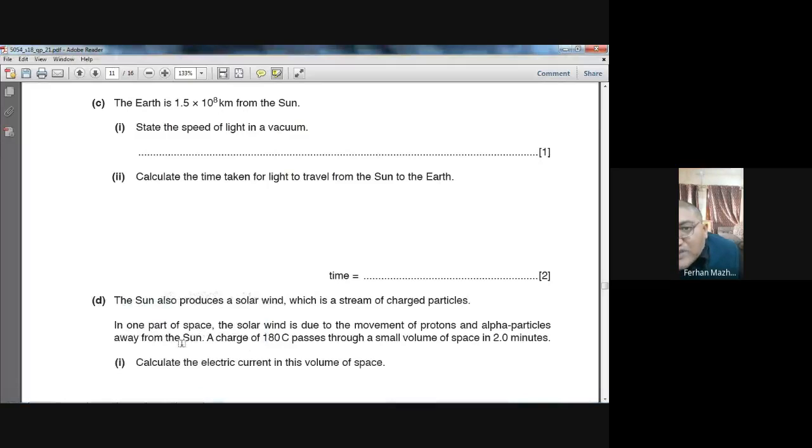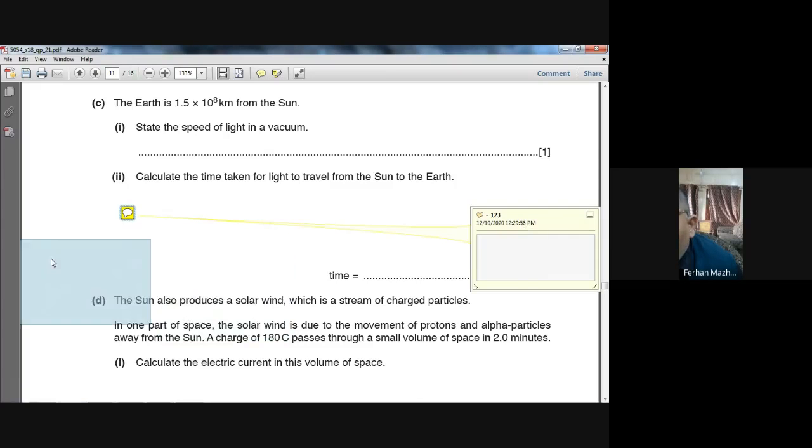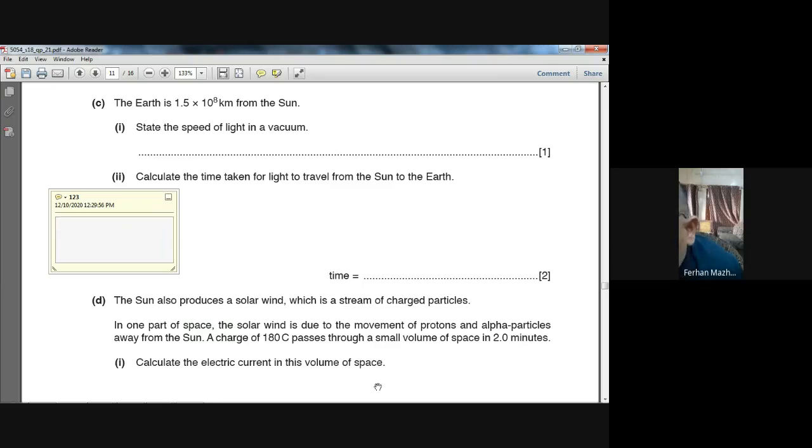Okay, the next one is: calculate the time taken for light to travel from the Sun to the Earth. From the speed-time formula, we know that time is equal to distance divided by speed.